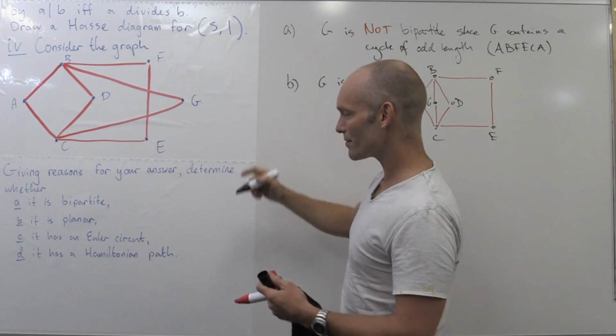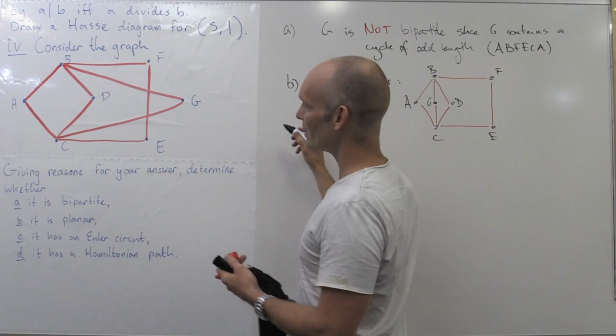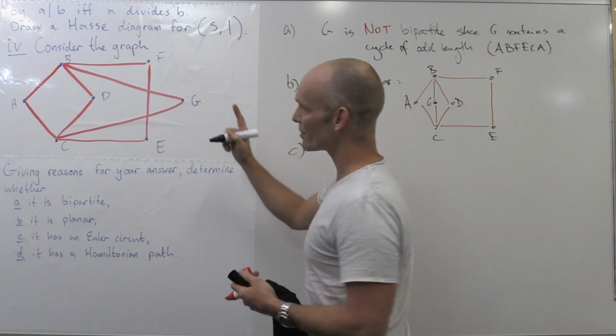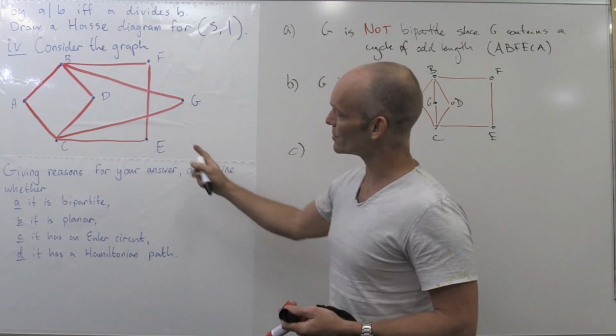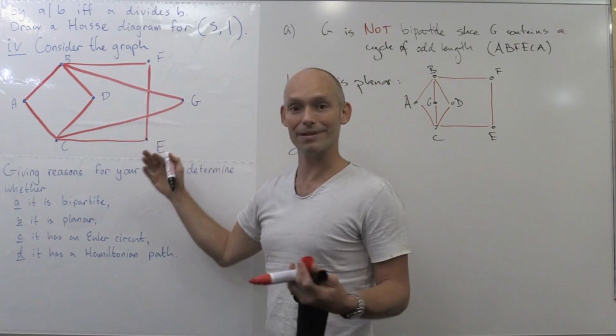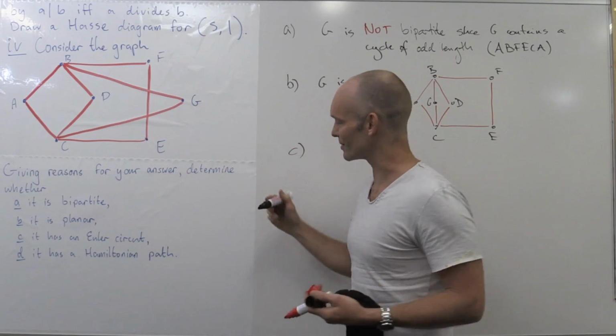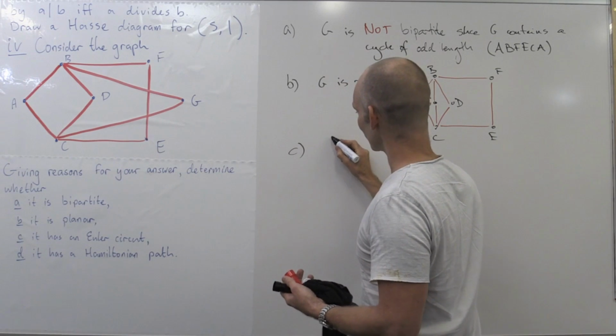Third thing, does it have an Euler circuit? And at a glance, of course it does. And why is that? Well, I'm not even going to think of an Euler circuit. I'm just looking at the vertex degrees, and they're all even. And we know if all the vertex degrees are even, then it has an Euler circuit. So that's what we can write.